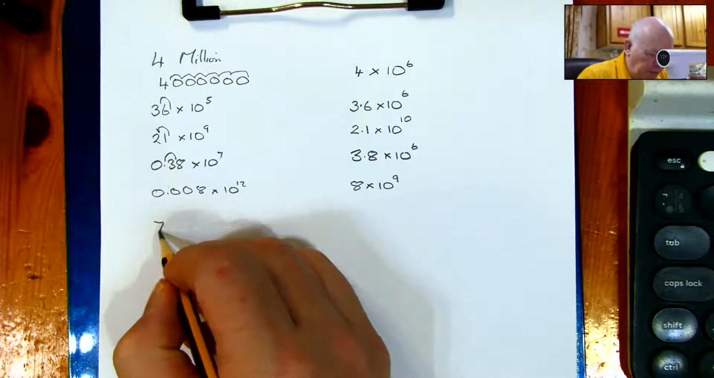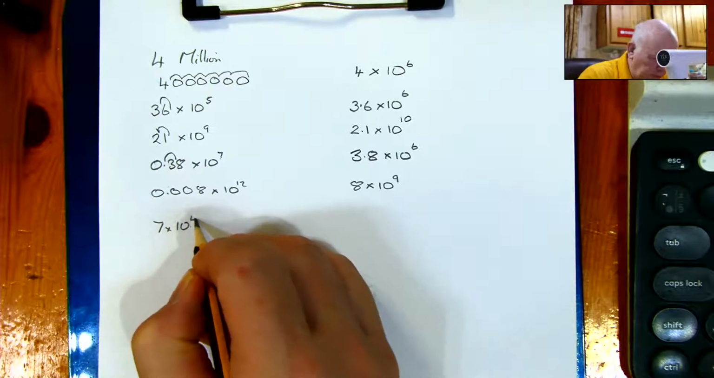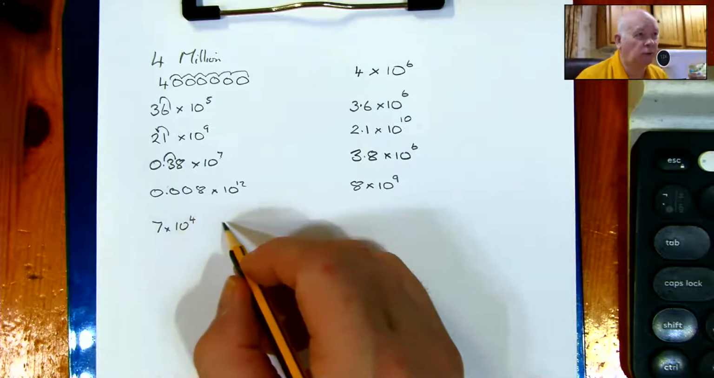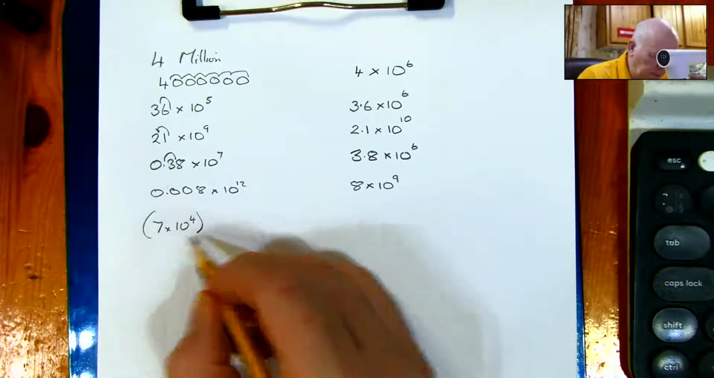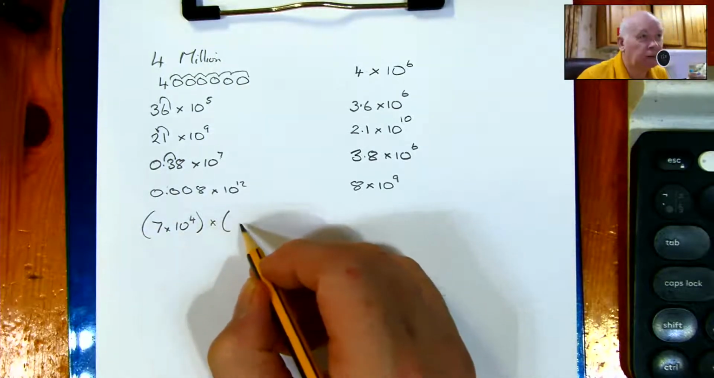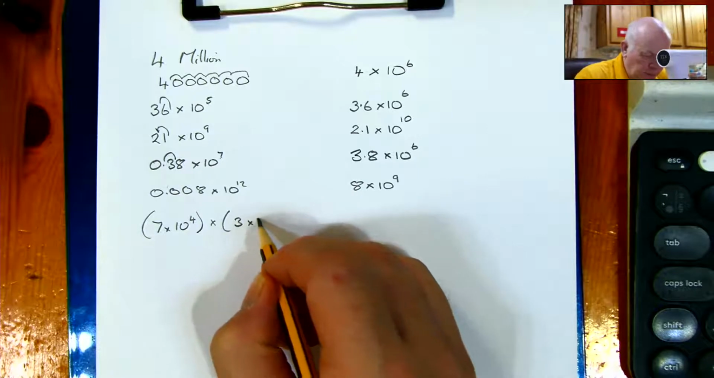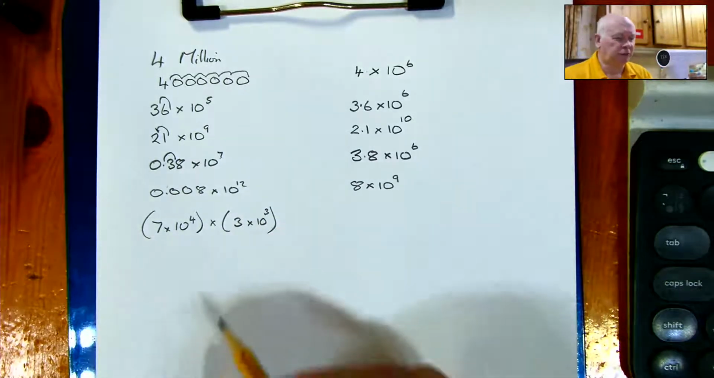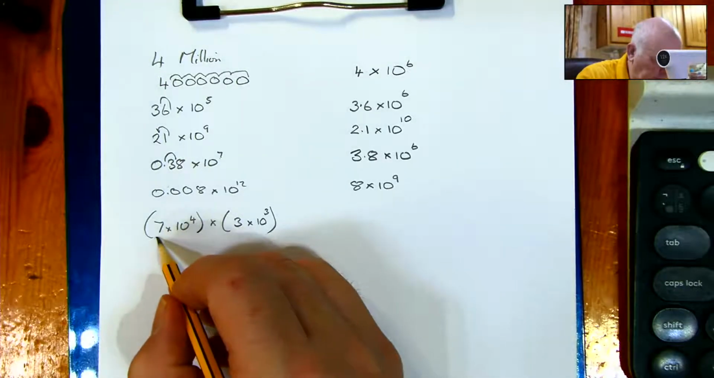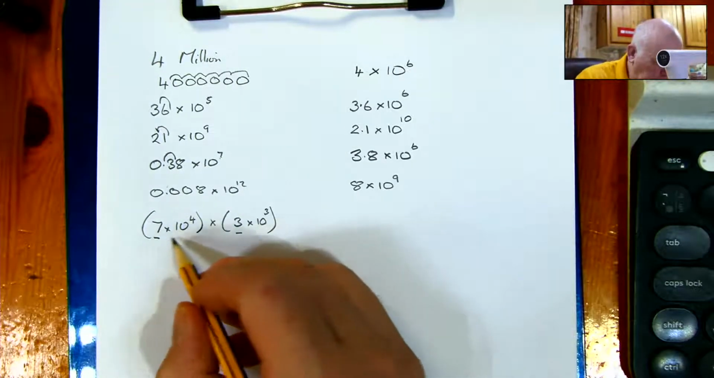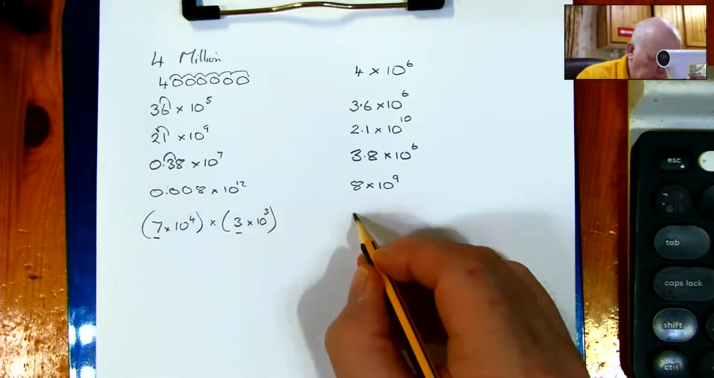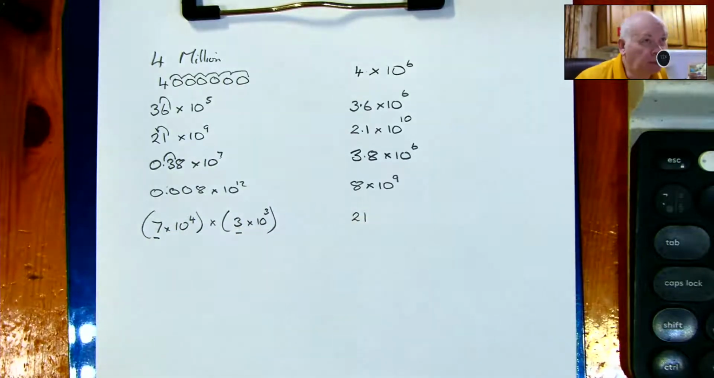What happens when we have to take two numbers and multiply them together? So I've got 7 times 10 to the 4, and I'm going to multiply that by 3 times 10 to the 3. Now, it's easiest to try and take this sum in two parts. We're going to look at the 7 and the 3. So 7 times 3 is 21.